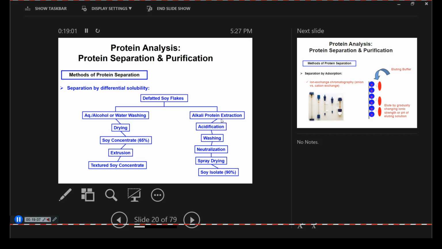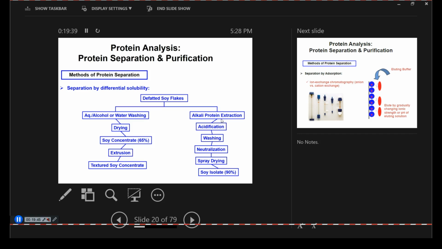To produce an isolate that is 90% protein or greater, you want to solubilize as much protein as you can using alkaline solubilization. Again, about pH 7.5 to 8.5. If you want to reduce oxidation and if you want to reduce color change and denaturation of the protein, you go with the lowest alkaline pH possible, which is about 7.5. But that will reduce the yield a little bit for you.